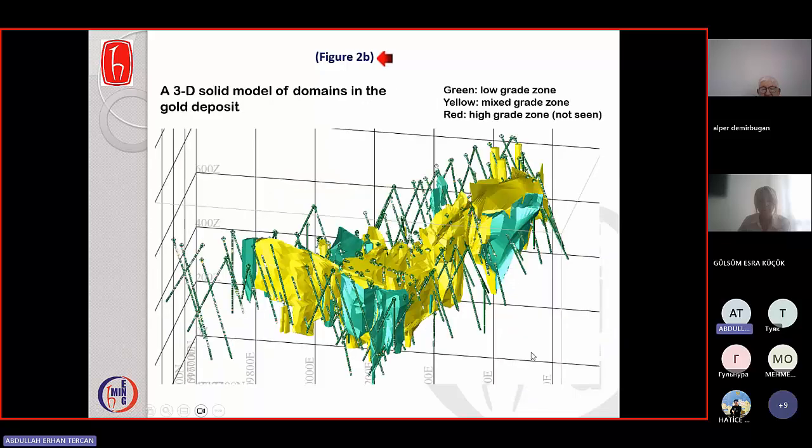And this is the geological model made in the gold deposit. Again, different colors show different domains. For example, in this figure, the green color domain shows the low-grade zone. Yellow one, mixed grade zone. We also have a high-grade zone, but it is not seen in this figure. It is in the mixed grade zone.